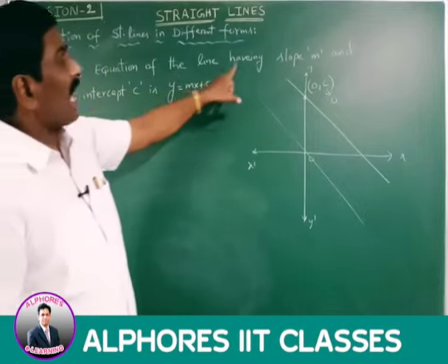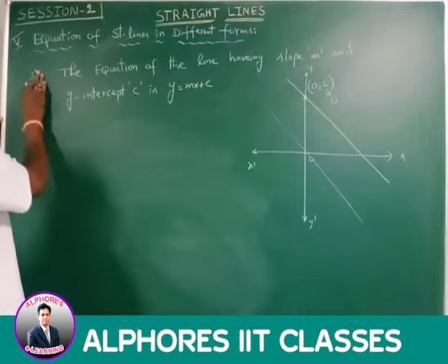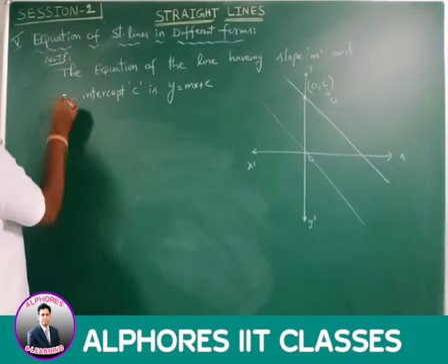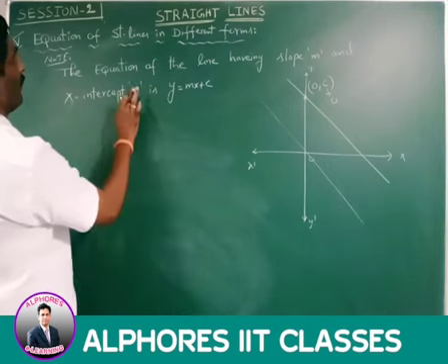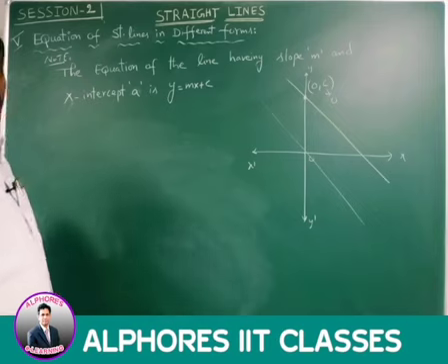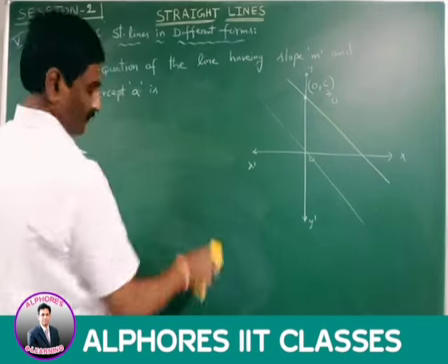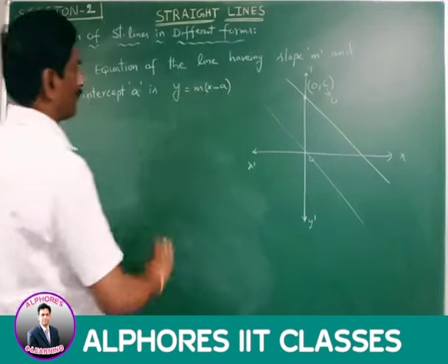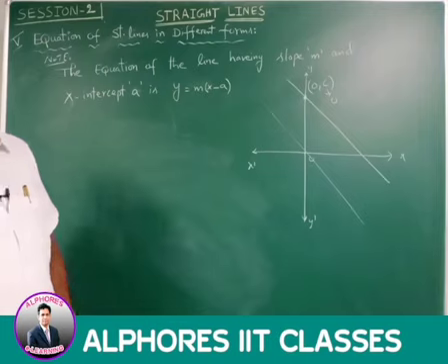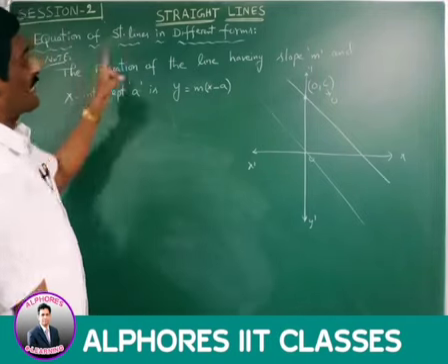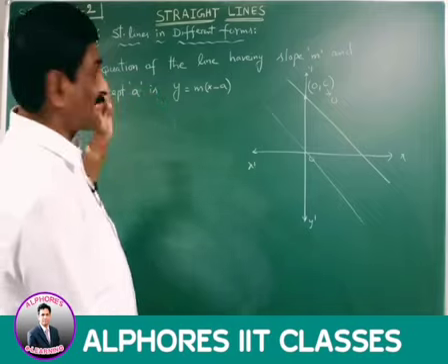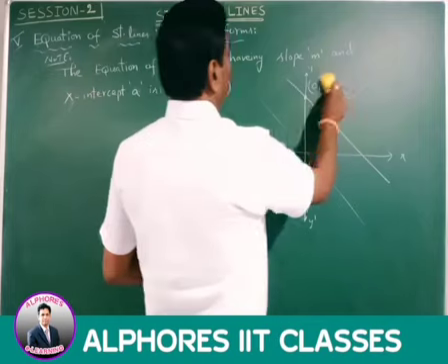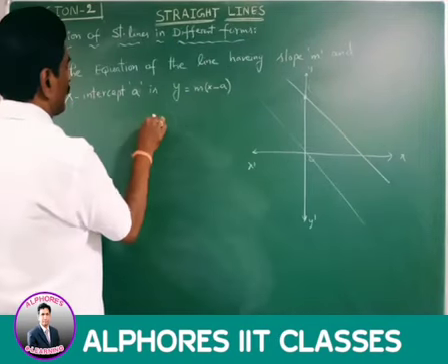The equation of the line having the slope m and having x-intercept a is y is equal to m of x minus a. In this case, slope is given and x-intercept is given. If y-intercept is given, that point is 0 comma c. In this case, x-intercept is given. Slope is m and x-intercept is a.